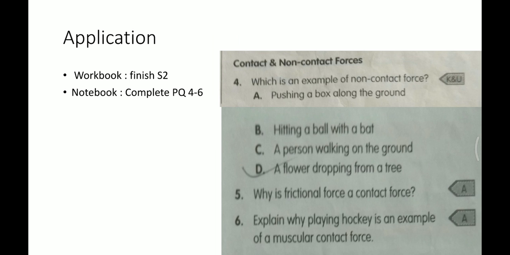Now at last, complete the S2 which is given in your application book and write down the practice questions 4 to 6 in your physics notebook. Thank you.